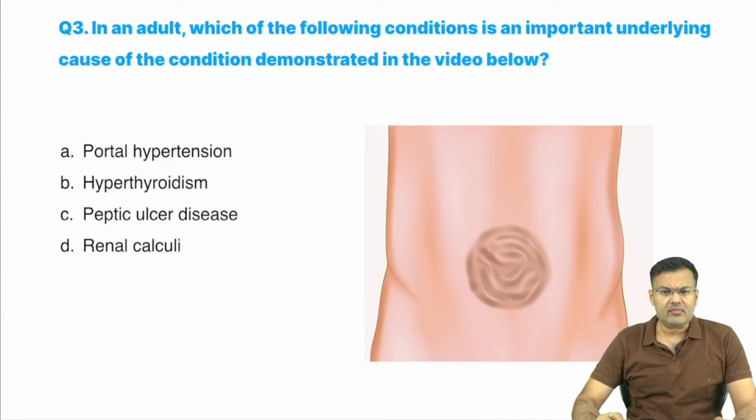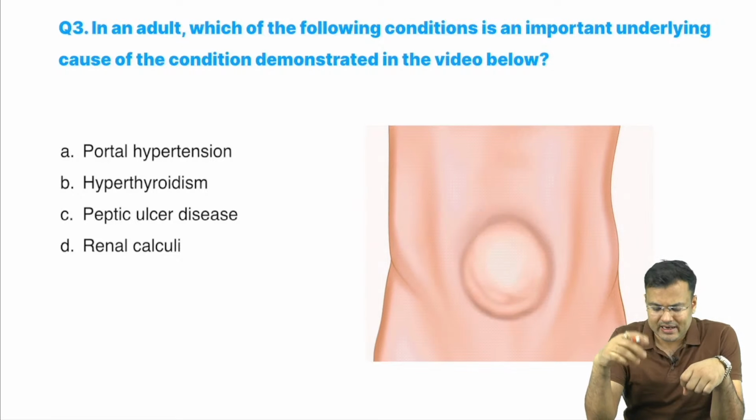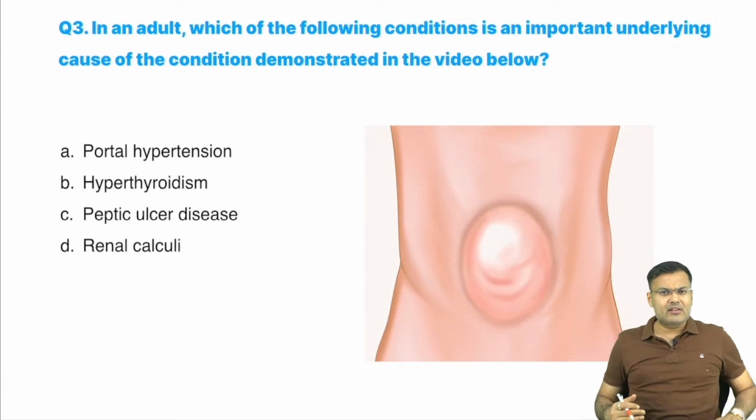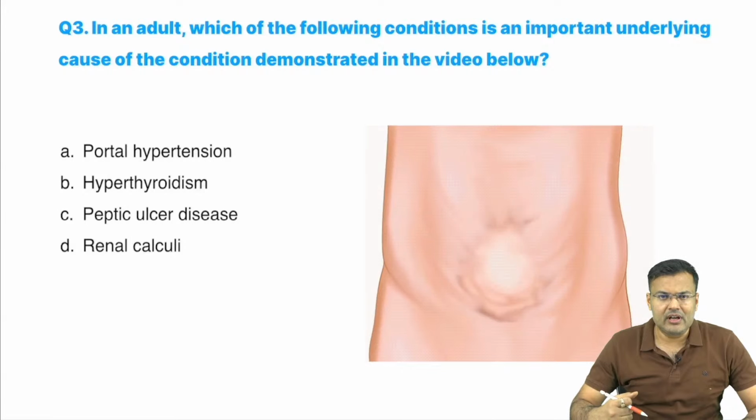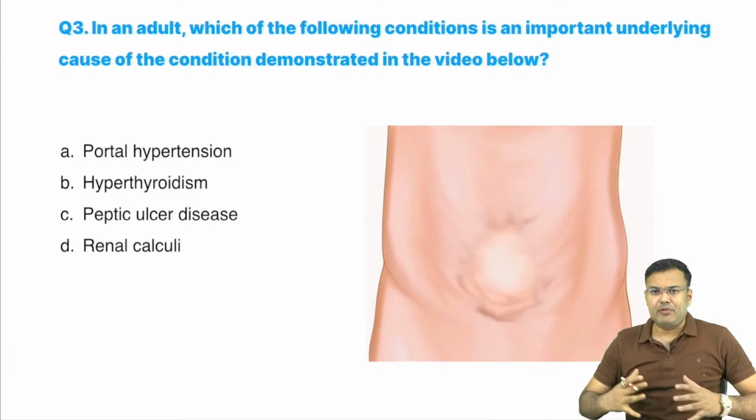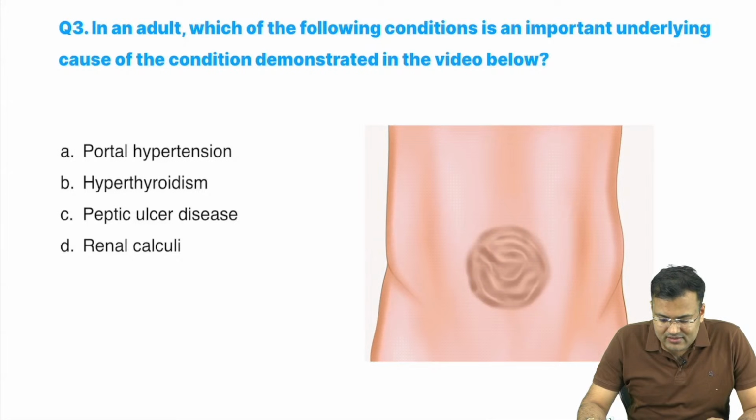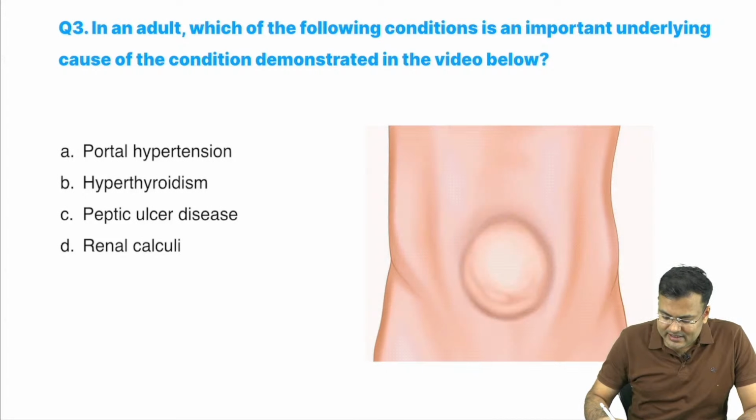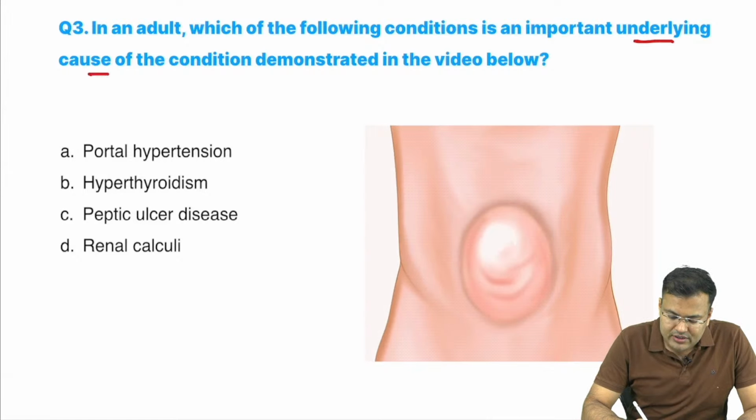Next, see this picture. In this picture, can you see there is surgical scar? This is surgical scar. After that, what happens? Patient is having increased intra-abdominal pressure, and because of this increased intra-abdominal pressure, patient is having hernia, right? So guys, tell me what's the underlying condition? So you can see here, in adult patient, which of the following condition is an important underlying cause of conditions demonstrated in the video below?